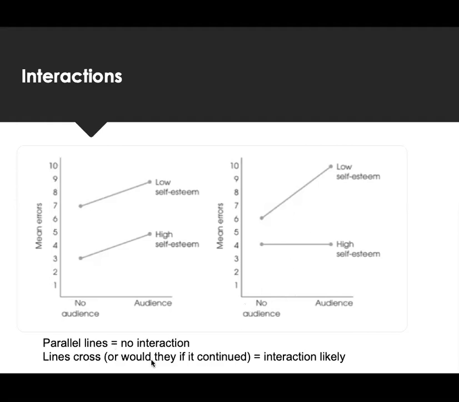So it says down here, lines would either cross, they do cross, or you could see that they would cross, right? If you continued the lines and you drew them out, you'd find that they would cross. Over here, they're parallel. So again, this is just an easy way to see immediately, quickly, whether there's an interaction effect or not.